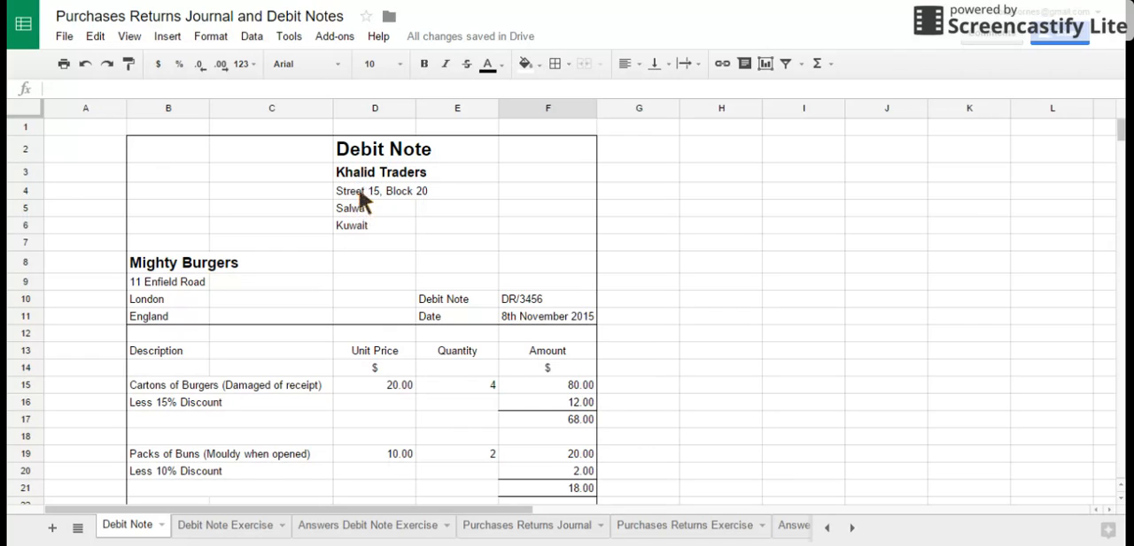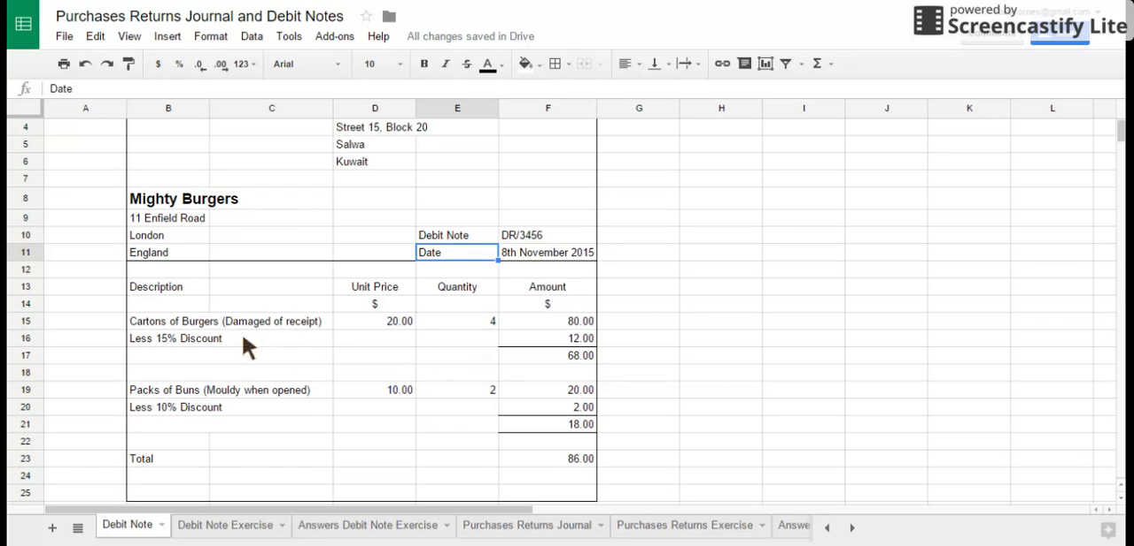the top because it's written by the customer, and then you'll also see the supplier's name and the supplier's address somewhere else on the document. There will normally be a debit note number, in this case DR3456, and the date of the document. Then there's going to be a quick section at the bottom that gives a description of the goods, the unit price of the goods, the quantity, and the total amount that the goods are worth.